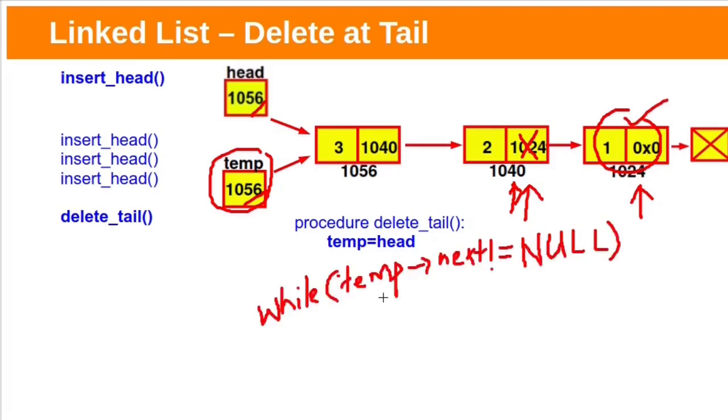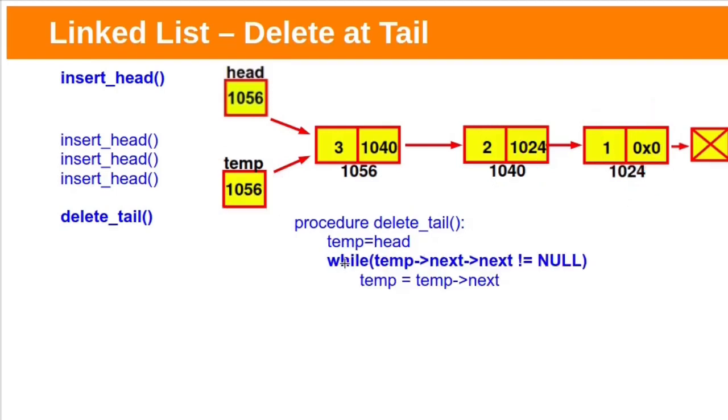If you write while temp next not equal to null, temp will move up to the last node, but we want to make this temp pointer point to the second last node. So we need to advance temp until temp next's next is null. While temp next not equal to null, advance the temp pointer in the forward direction. See here, temp next means 1040, temp next means 1024, which is not null. So we need to advance temp.